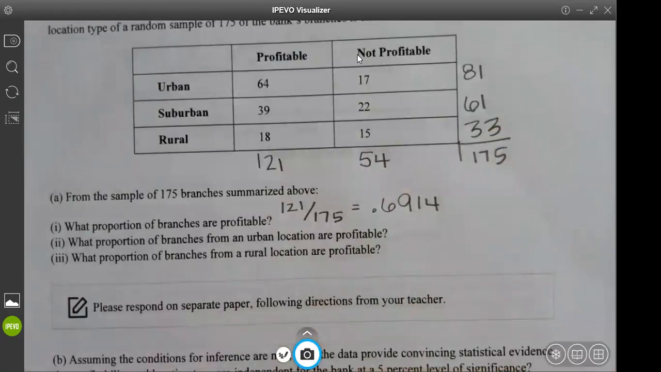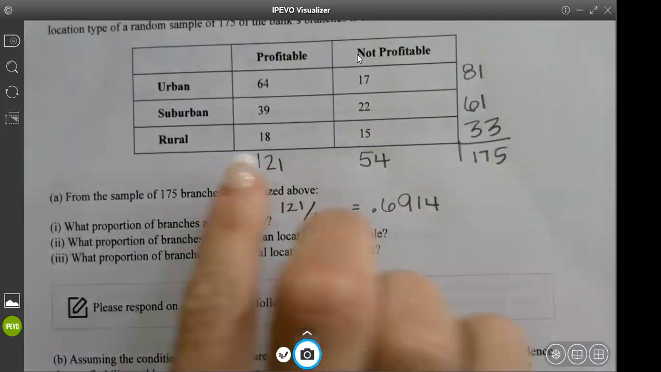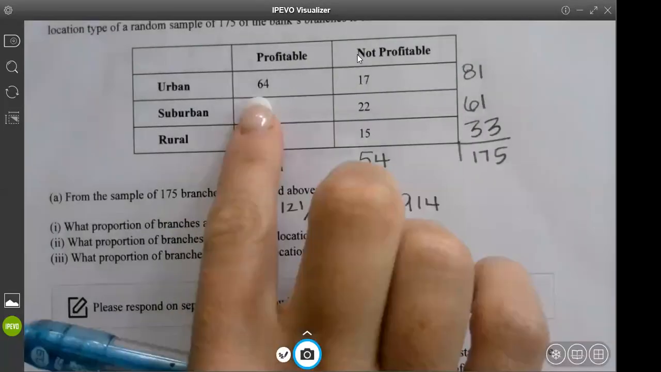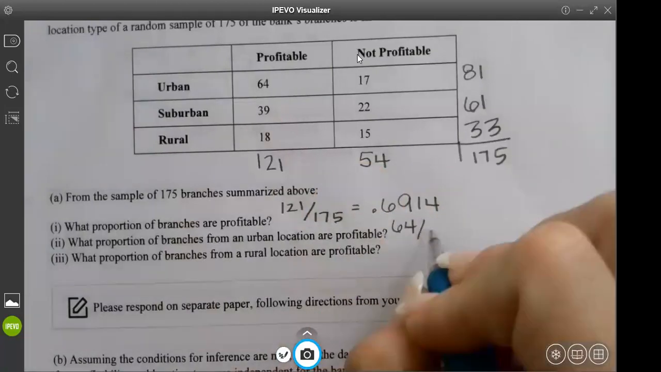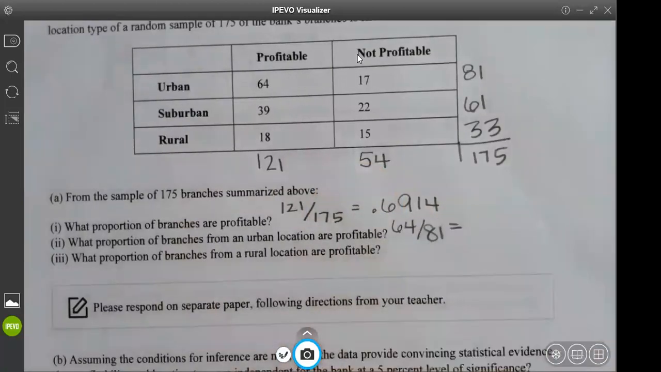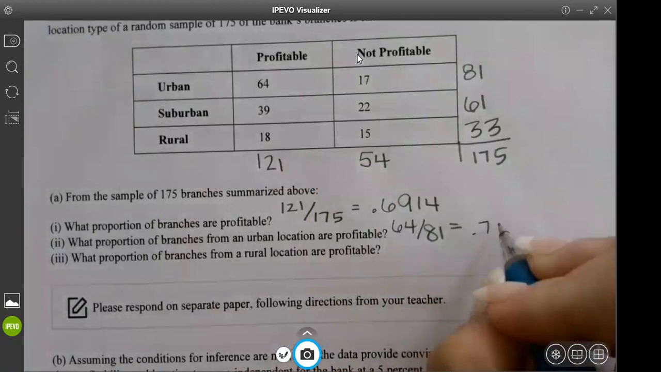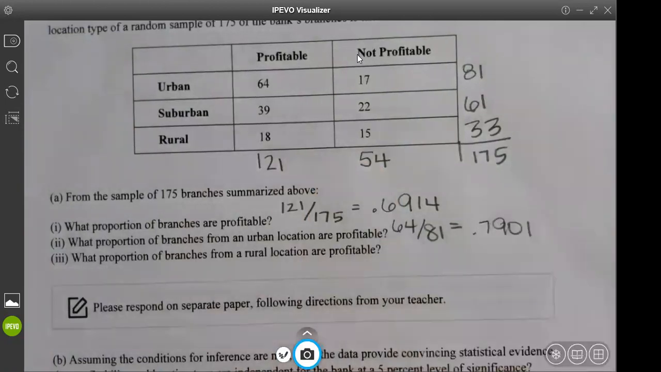Okay. What proportion of branches from an urban location are profitable? So urban, all of those that are profitable are going to be 64 out of not 175, out of 81. That will give you 0.7901. Any questions on that one?